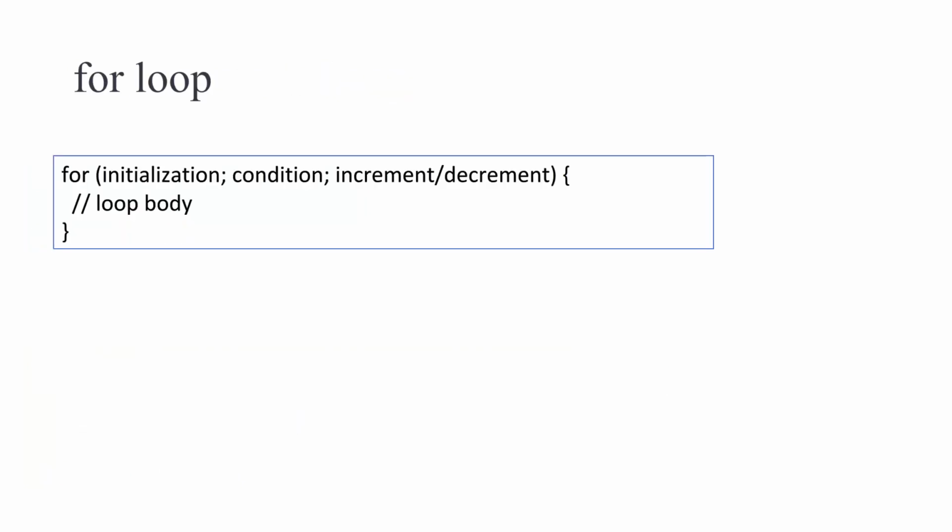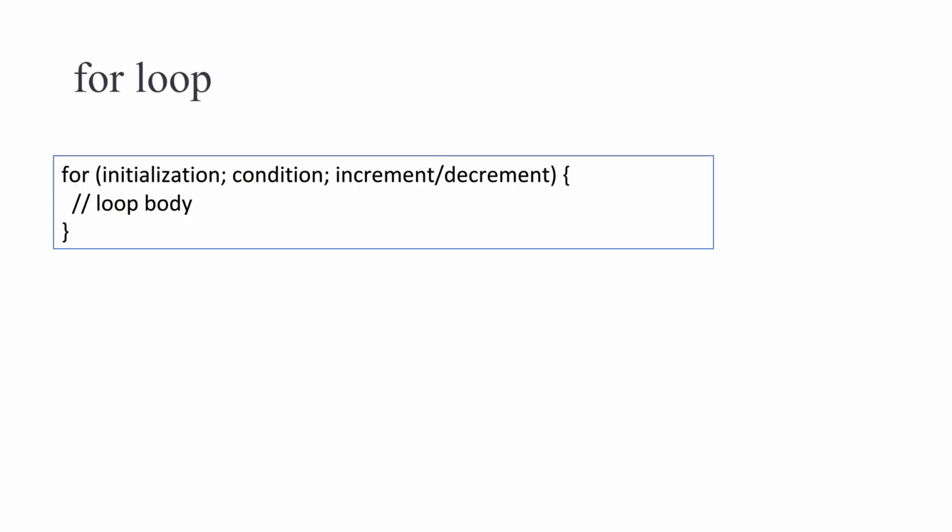A for loop is a type of loop in C++ that is used to iterate over a range of values. It is often used when the number of iterations is known in advance. Here's the basic syntax of a for loop in C++.